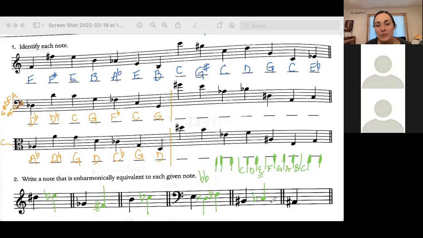And then F sharp. Oh, sorry, I'm in the wrong clef. I was in treble clef. B sharp. I forgot we were in bass clef. B sharp is equivalent to C flat.